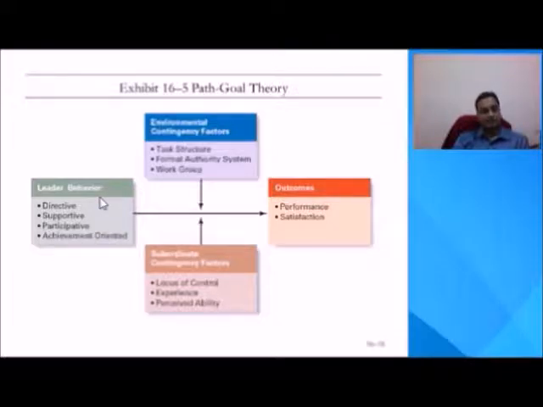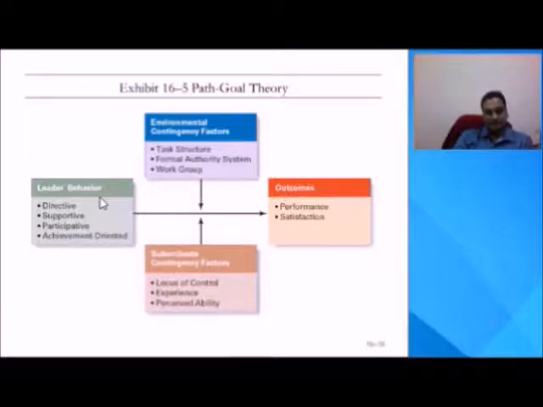So you don't need to tell exactly what the employee has to do. You just have to support and make sure that the follower or the employee is able to do what is expected to do. So when there is more structure, more formal authority, then the leader should not go in for a directive behavior. He should be more supportive in nature.